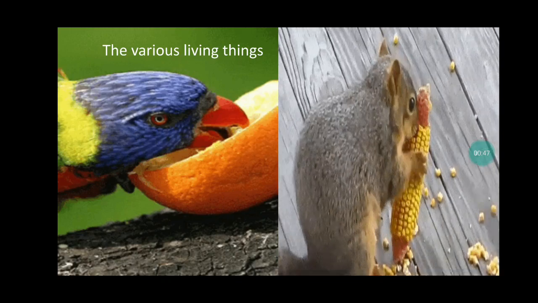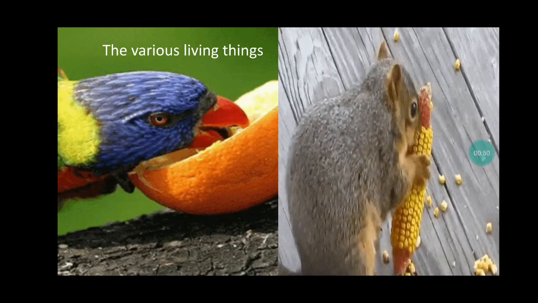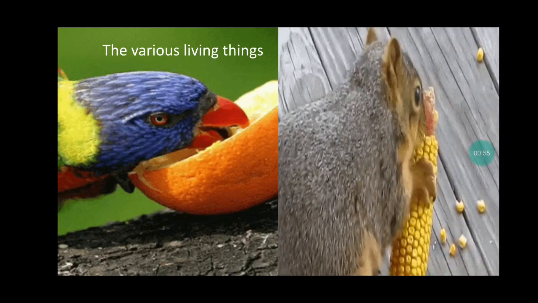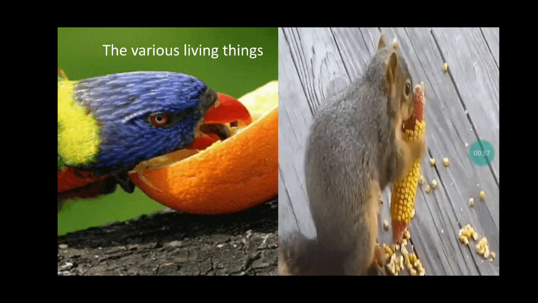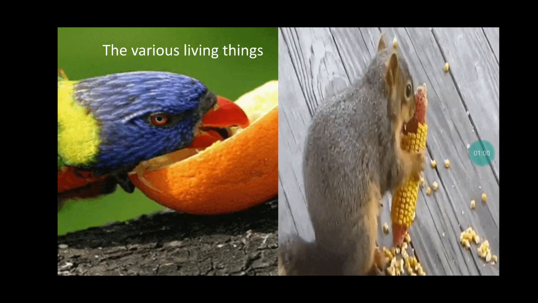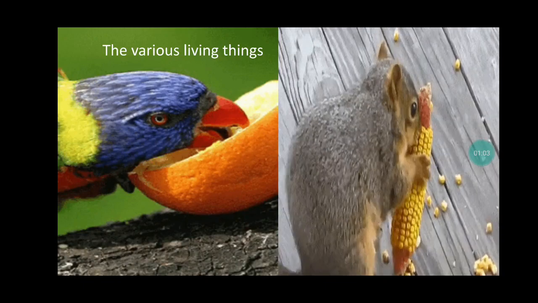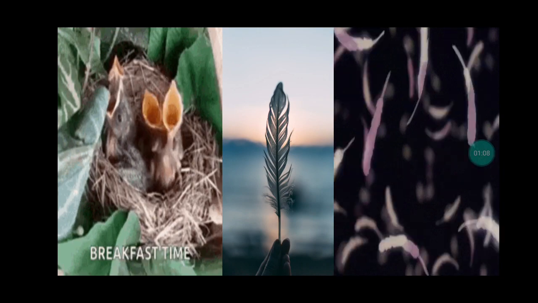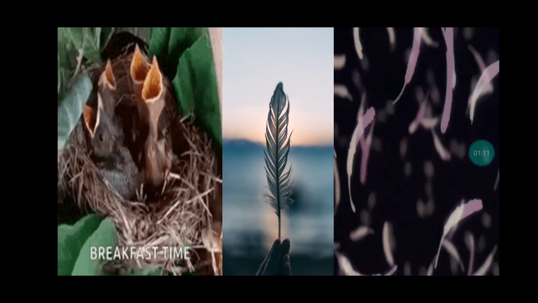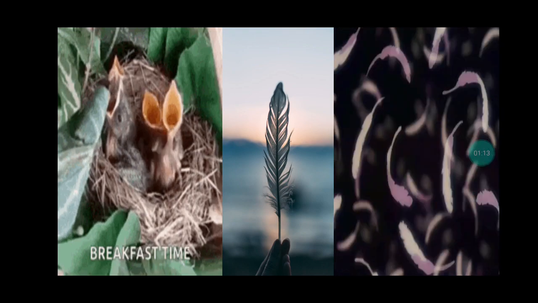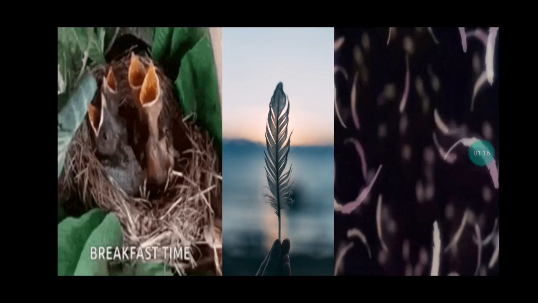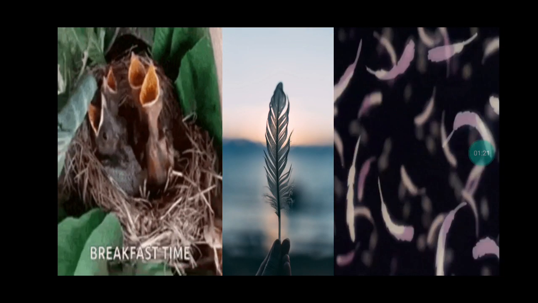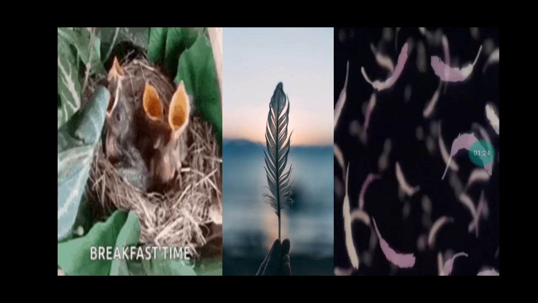In the course of your observations, did you notice any signs of the presence of living things though the living things themselves were not seen? Here you can see the bird eating fruit and the squirrel eating corn. So, you may notice any partly eaten fruits or shells, fallen feathers, animal tracks, dung, droppings, nests, cocoons, eggs, honeycombs, etc. So, this all indicates the presence of living things in that particular area.